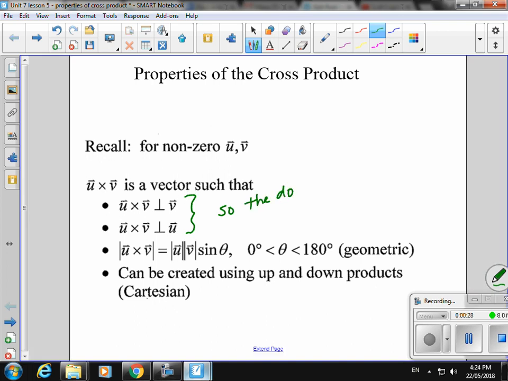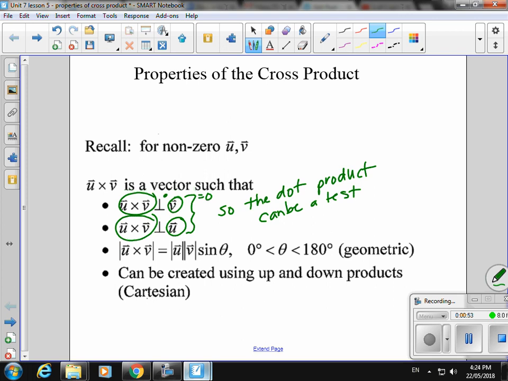So the dot product can be a test. So you would check that V dot U cross V equals 0 to check that it is perpendicular to each of U and V. So our dot product is a check.